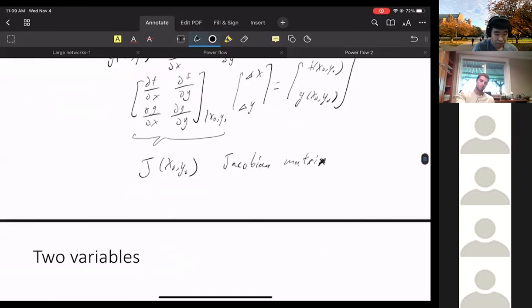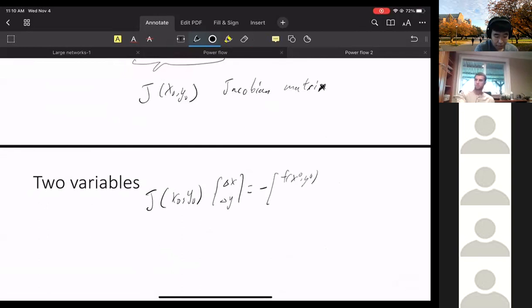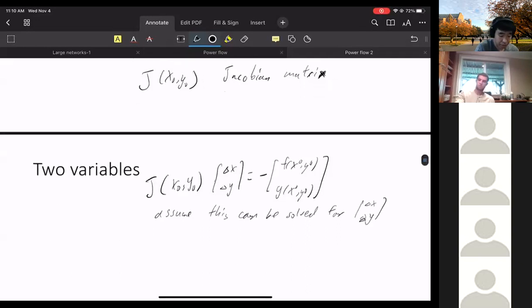Then the process becomes simple. We're going to solve J at x0, y0, multiplied by delta x, delta y, equals minus f of x0, y0, g of x0, y0. We're going to assume this can be solved for delta x, delta y. For example, you can think of delta x, delta y as minus J inverse times f, g.